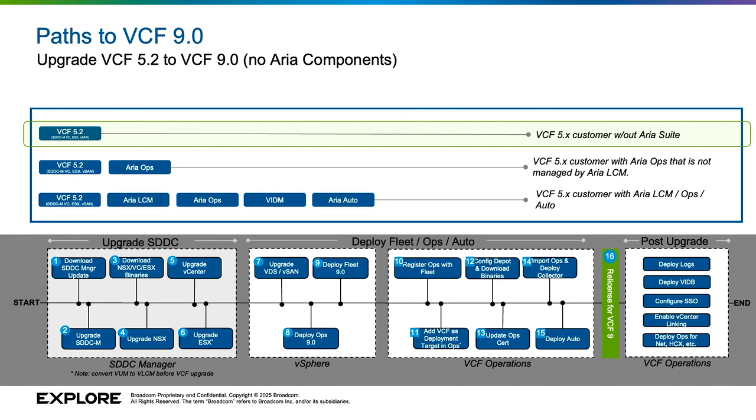You'll notice when we go through this, again, just like we've seen before, the significance of whether or not you have ops and whether or not you have ARIA LCM is important because that's going to affect your upgrade path. So here you'll see if I just have VCF running without an instance of ARIA operations or an instance of the ARIA suite lifecycle, I just basically jump right into the SDDC manager and I use the SDDC manager to do my upgrade.